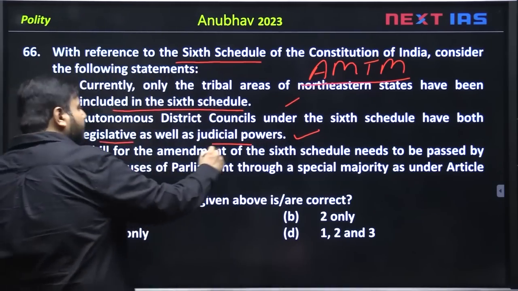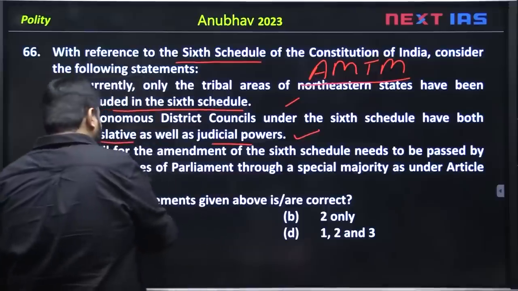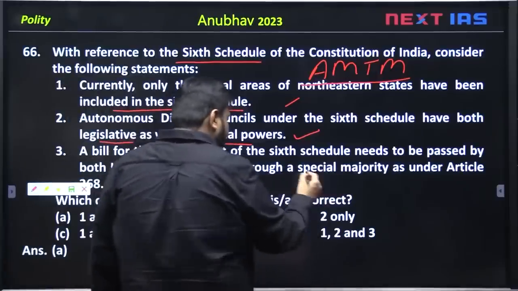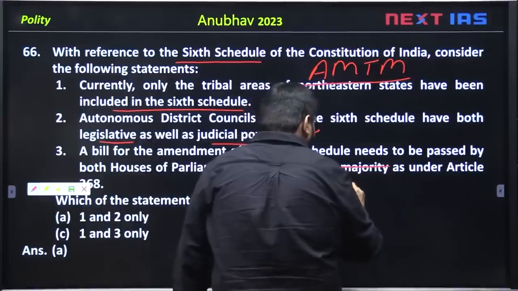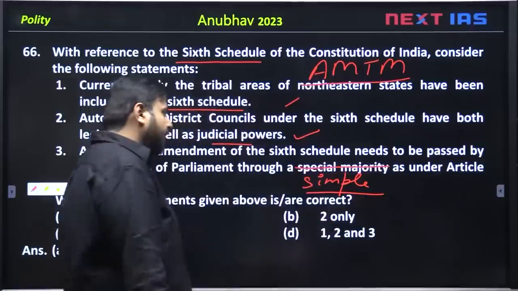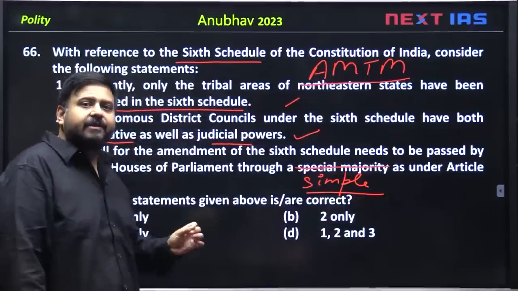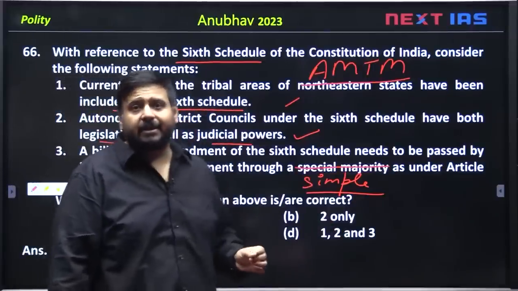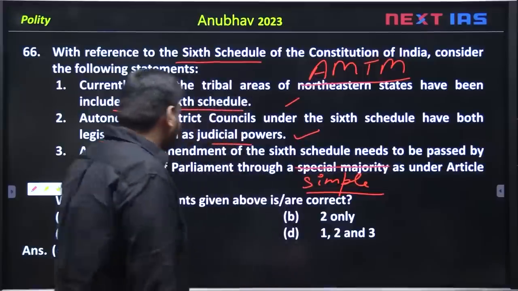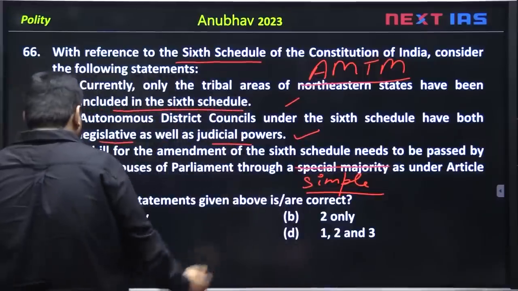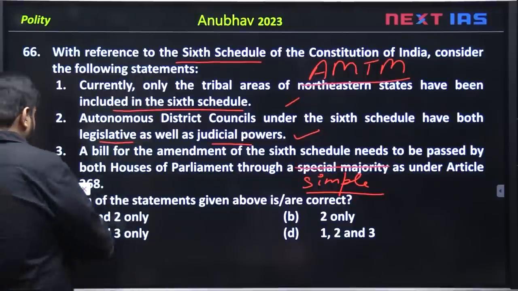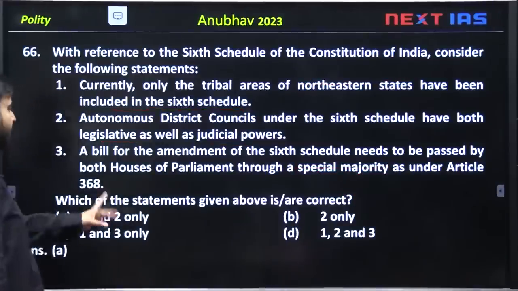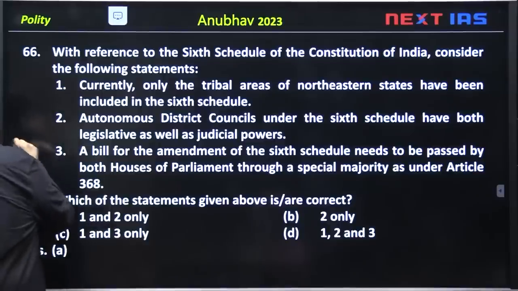A bill for the amendment of the 6th schedule needs to be passed by both the houses through special majority. This is incorrect. The bill should be passed by simple majority, and if it is a simple majority, it will not be deemed as an amendment under Article 368. It means first correct, second correct, third incorrect. So the answer will be A, 1 and 2 only. So this will be the third question.